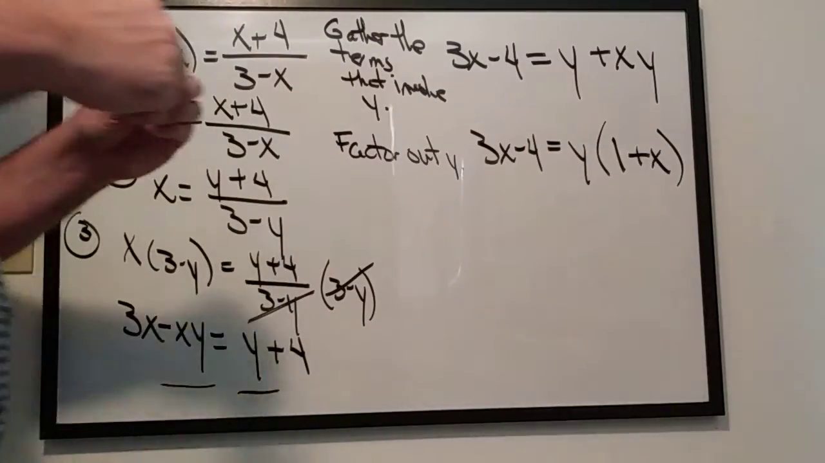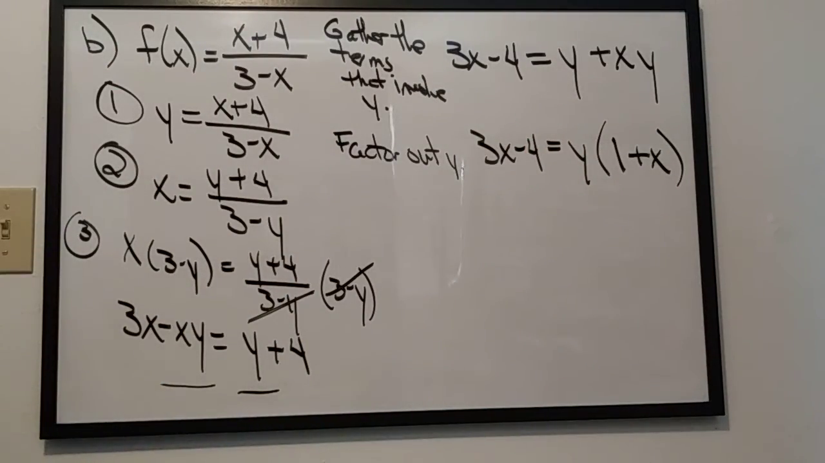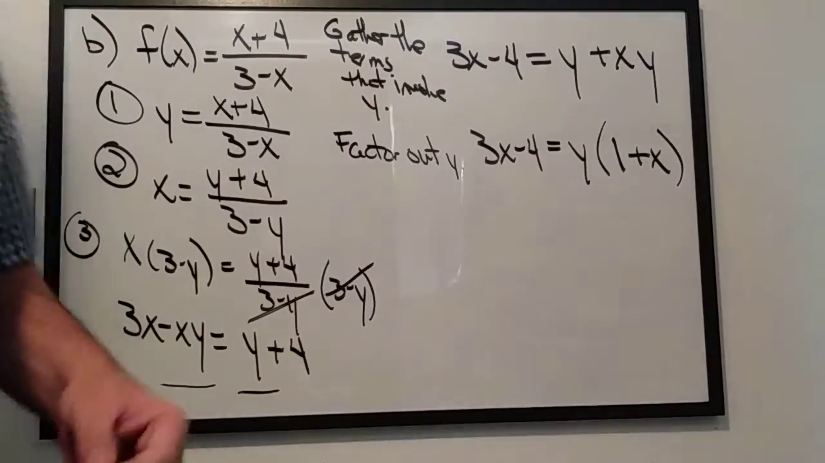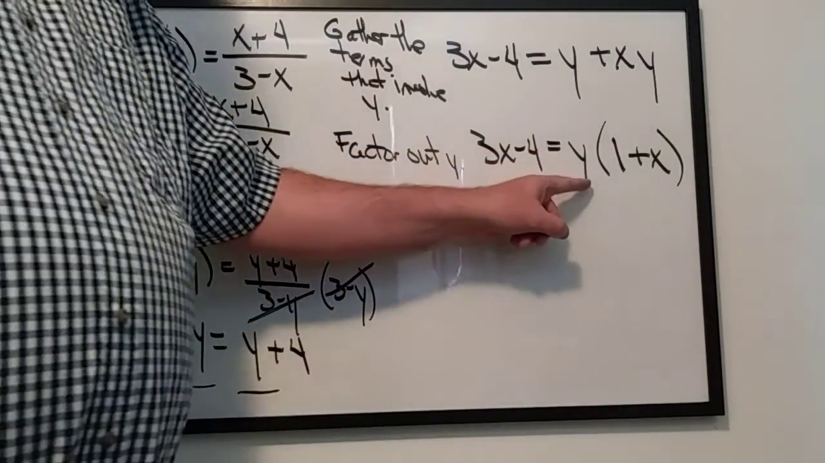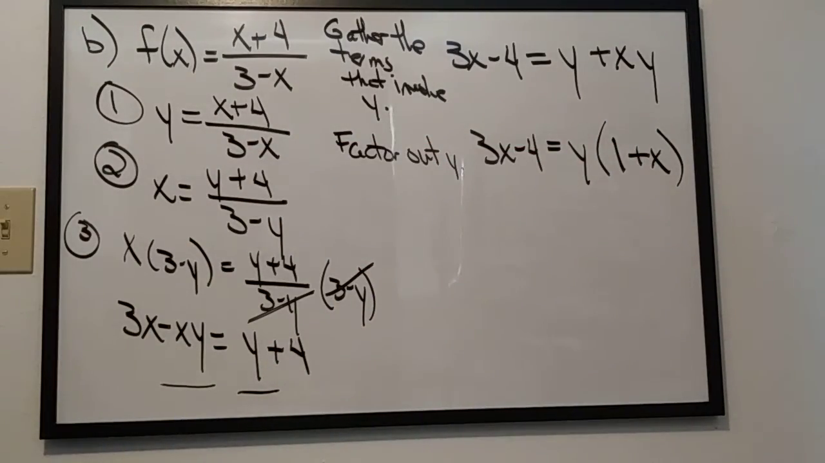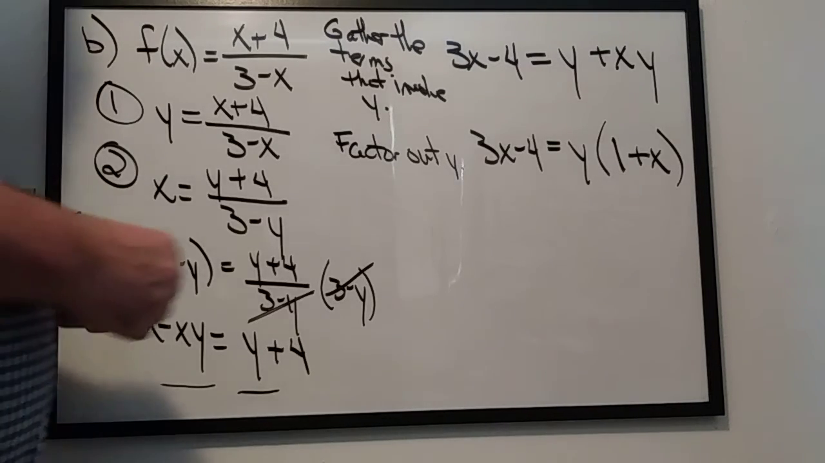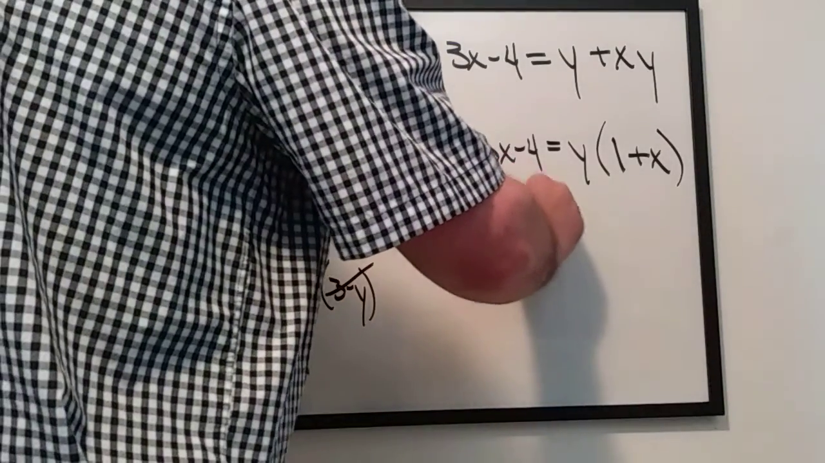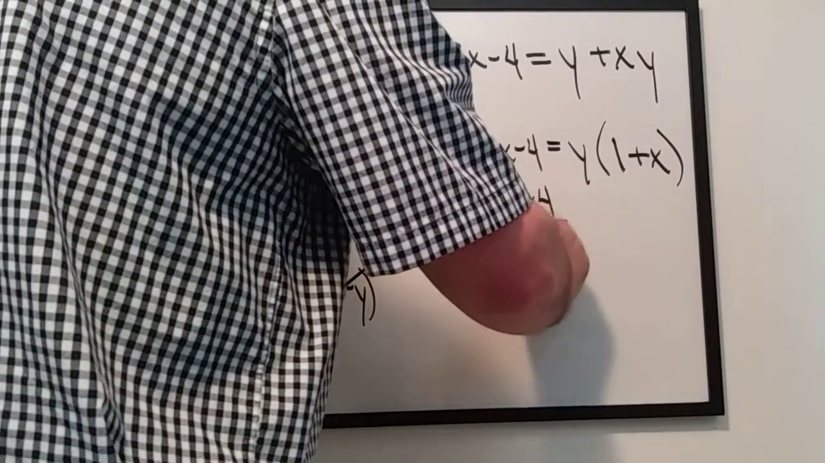So now the question is, what did that allow me to do? Well, again, the goal here is to solve for y. So if you look at the right-hand side, notice we have y times a quantity. Multiplication can be undone with a division. So I'm going to divide both sides by 1 plus x. By doing that division, we then have solved for y.